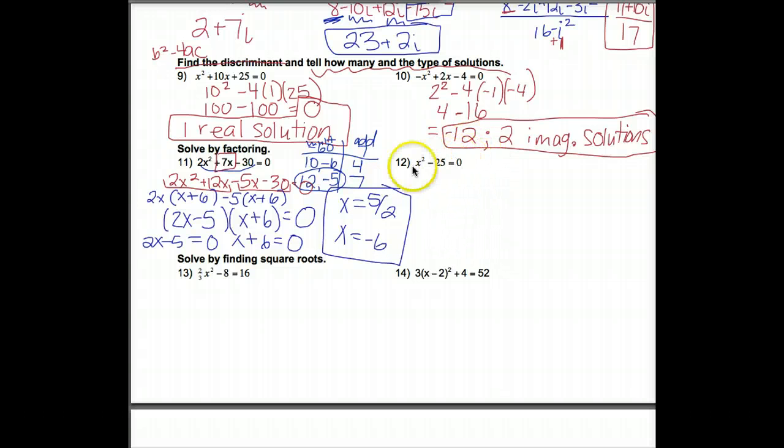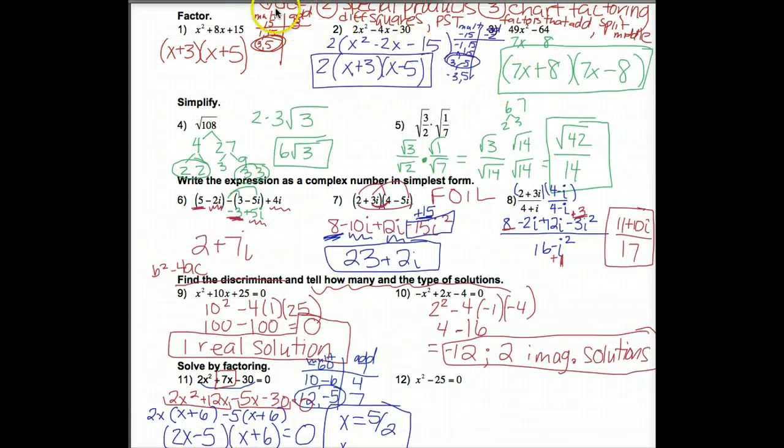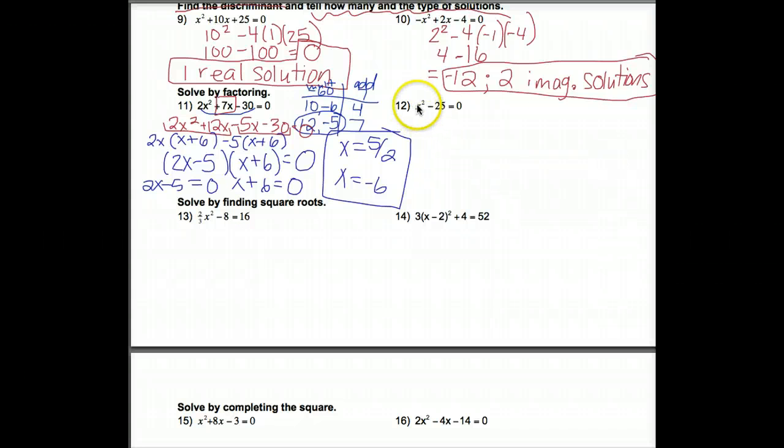Number 12, solve by factoring. Again, I'm going through that same order of operations. So there is no GCF there. I look at special products. This has 2 terms, so could it possibly be a difference of squares? Does x squared have a perfect square root? Yes, it's x. Does 25 have a perfect square root? Yes, it's 5. They're separated by subtraction, so that means it is a difference of squares.